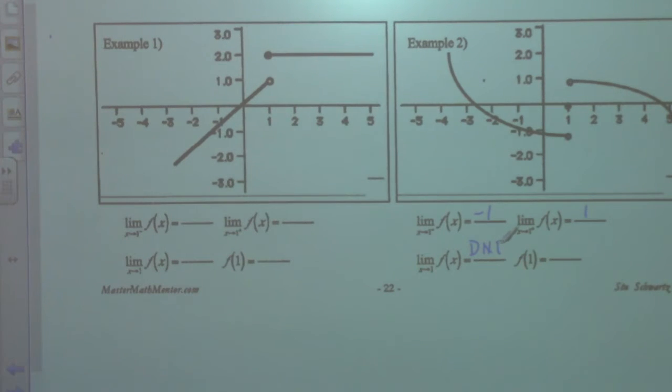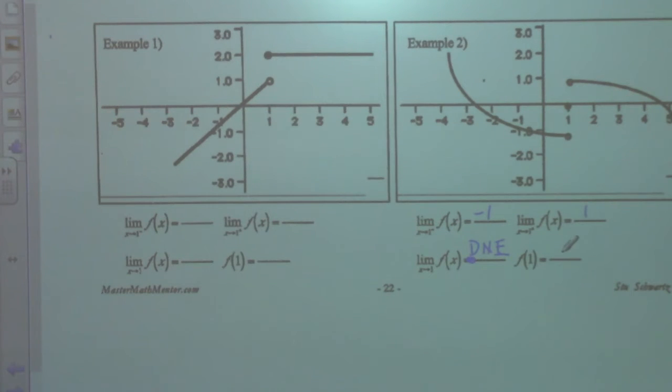The acronym DNE includes the word does, so it doesn't make sense to say equals does not exist. You have to cross out the equal sign when you do that. Like if this is a number, you would say equals 1, but you can't say equals does not exist.